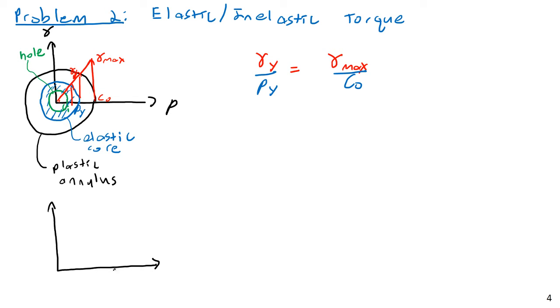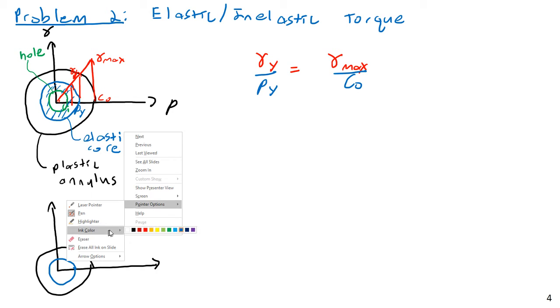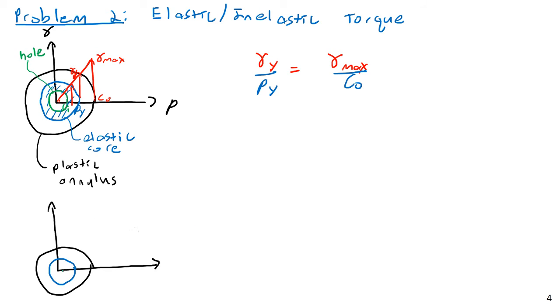So again, I'm going to use the same kind of colors. And again, I cannot draw a circle to save my life. Nice potato. Oh well, it's the end of the semester. It's okay. Okay. So there is our plastic annulus, our elastic core, and then the hole in the middle. Oh my god, this is terrible.